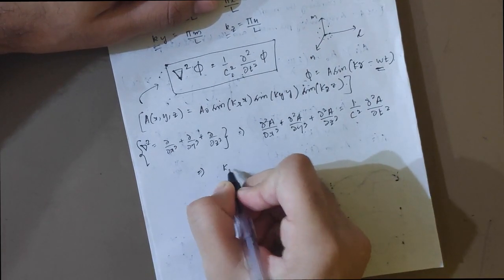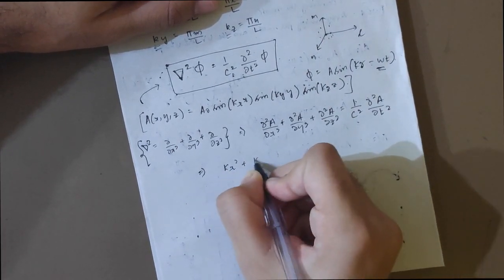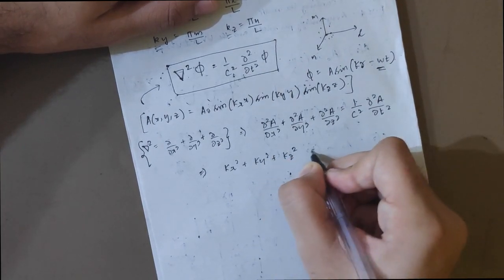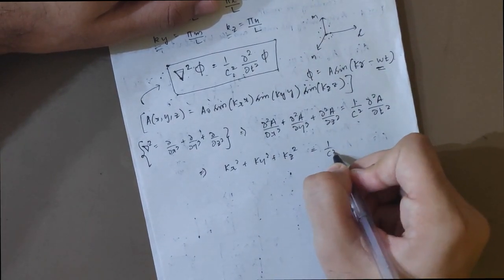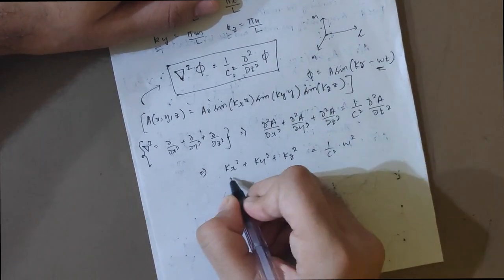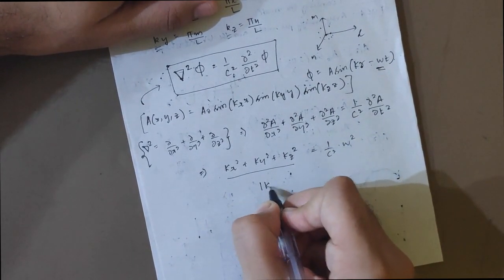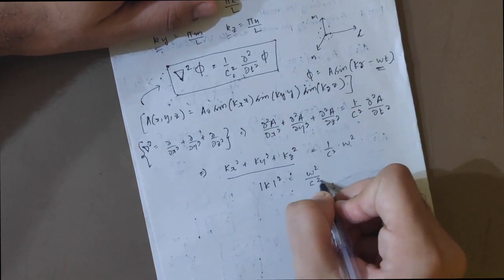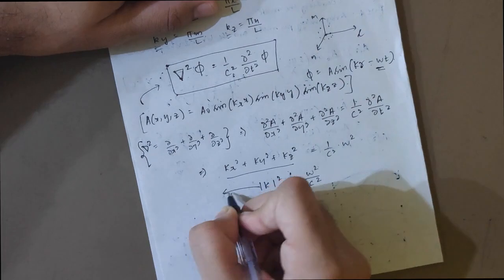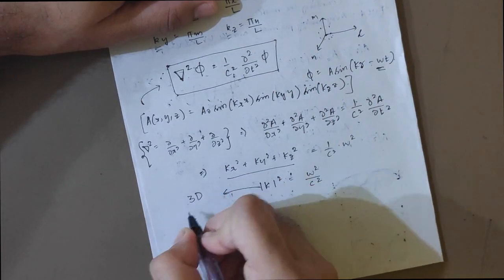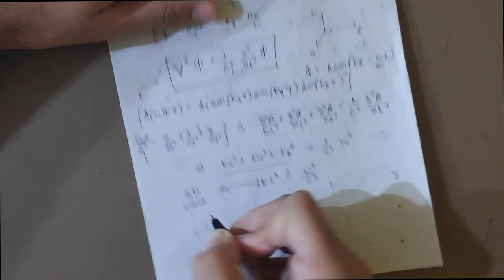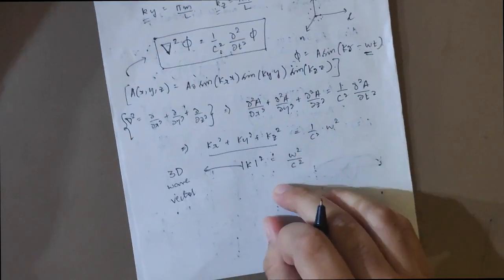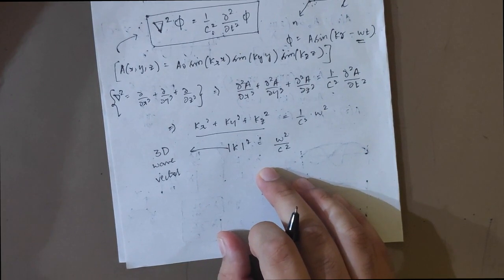So you will get that kx squared plus ky squared plus kz squared equals 1 by c squared into omega squared. Now this can be written as mod k squared is equal to omega squared by c squared, where mod k is the 3-dimensional wave vector, right? Now we've arrived at a good conclusion. Let's have a look at that.